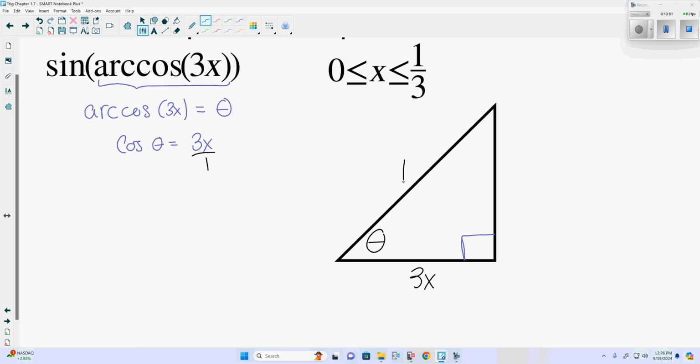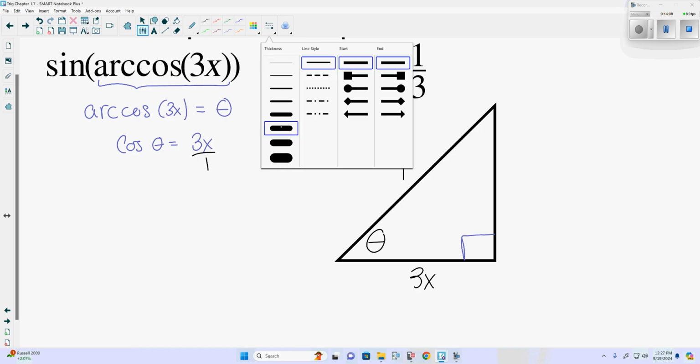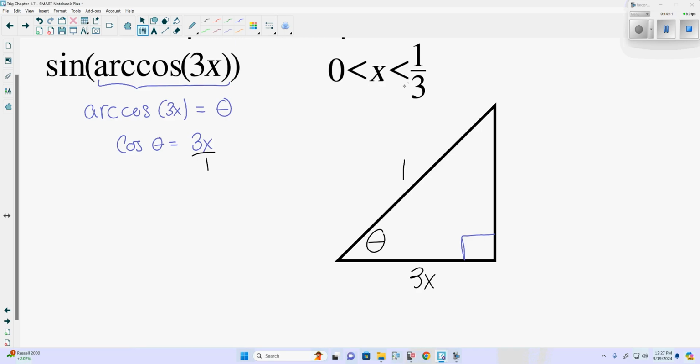Really, it can't be exactly 1/3. It should be just less than. But it's between these two values because, really, that should not be equal. I don't like that. Because if it's equal to 1/3, the hypotenuse and that side would both be 1. That doesn't work, and x can't be 0. But this restriction of x being between 0 and 1/3 is just guaranteeing that that side is not bigger than the hypotenuse. That's all that's saying. Questions on how we set the triangle up so far?